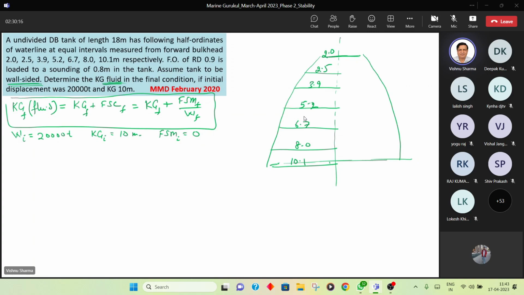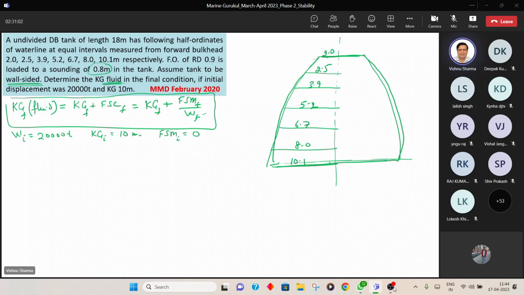So firstly, I'll need to get the final displacement, for which I need to add the amount of oil taken. Now it is wall-sided and you have taken a sounding of 0.8 meters. Being wall-sided, I'm sure you'll agree that the volume will be equal to the area of the base multiplied by the sounding of 0.8 meters. Yes or no? Like we did in the case of the cylinder, where we took the area of the base, pi r square, into the 2 meters of sounding. So here the area of the base will be this entire area drawn here, right, guys? Into 0.8 meters will give us the volume of the oil.